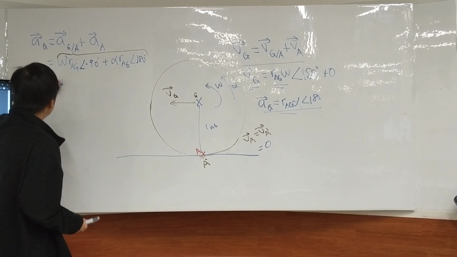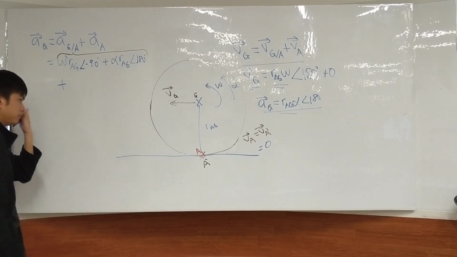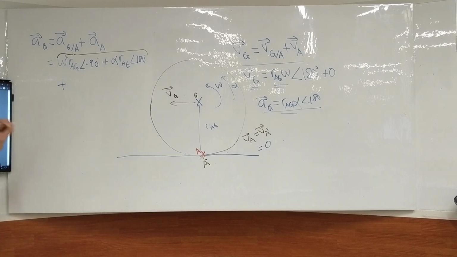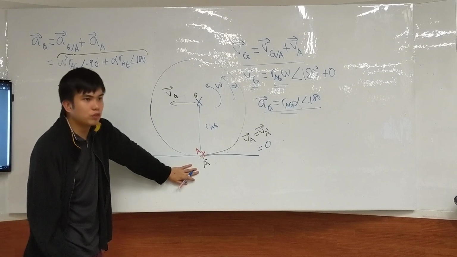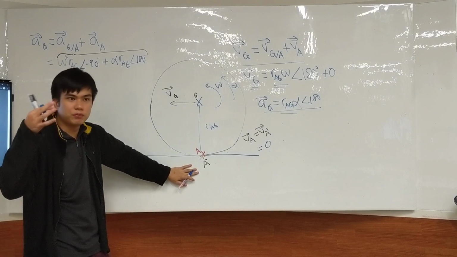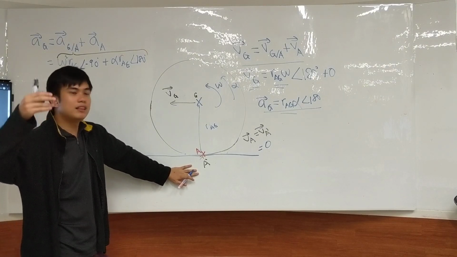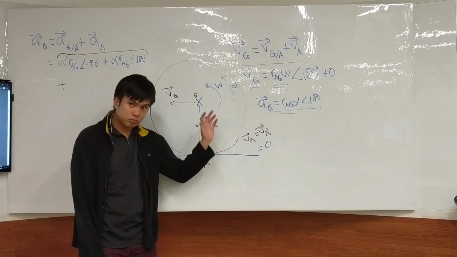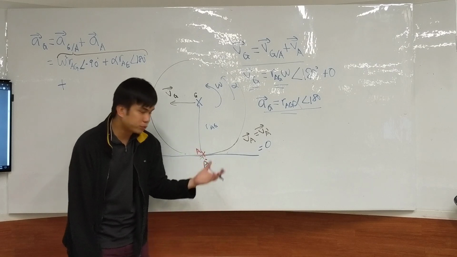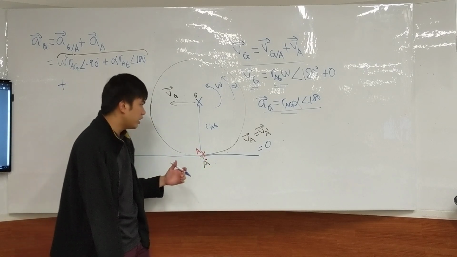Plus now, acceleration of A is very, very interesting. So, how do we denote the acceleration of A? Most of you, when you look at the professors' labs, they immediately tell you that acceleration of A is pointing upwards. Right? So, I'll show you. Now, why is the acceleration of A pointing upwards?